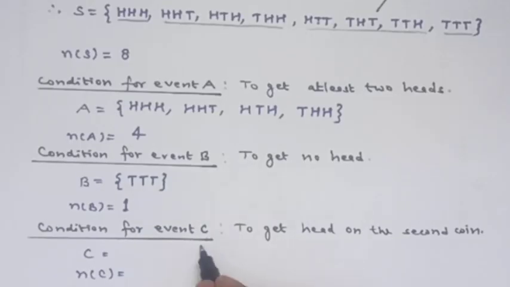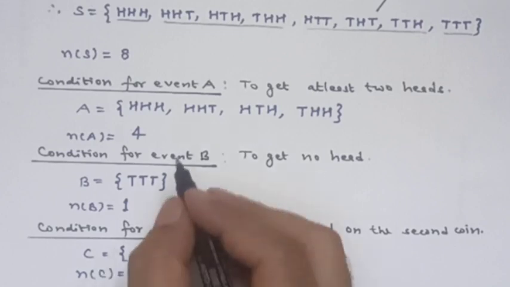Condition for event C: to get head on the second coin. It is very important. You have to find out where we are getting your head on the second coin. You are having 3 coins. Out of 3 coins, your head will be on the second coin. So let's find out from your set.